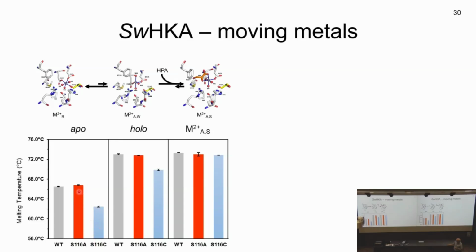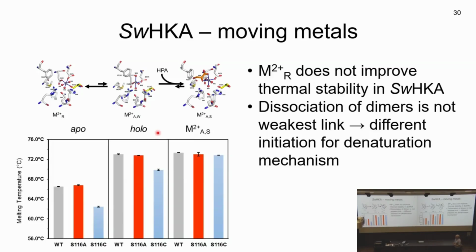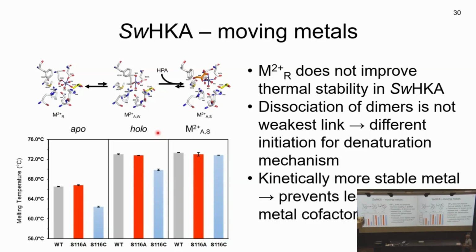The other one did crystallize, and they had the same stability. If you add the metal, all of them become more stable, and if you add the hydroxypyruvate, all of them show exactly the same stability. So we can conclude that this serine does not help to stabilize our protein, and it does not influence the thermal stability of this enzyme. So the dissociation of the enzyme does not take place via that dimer falling apart.